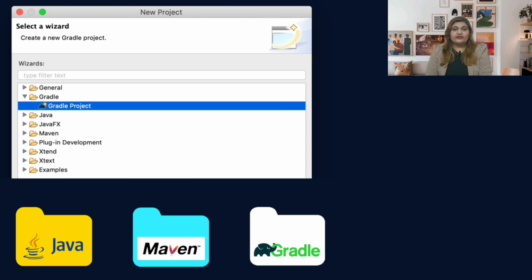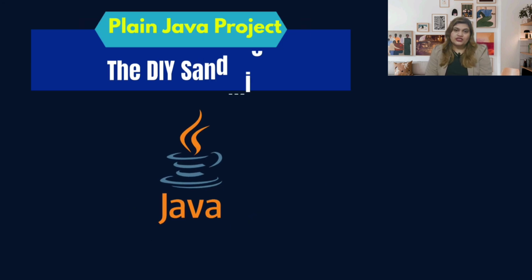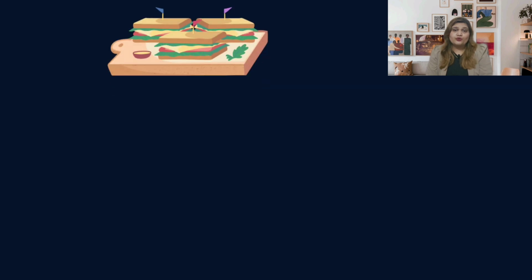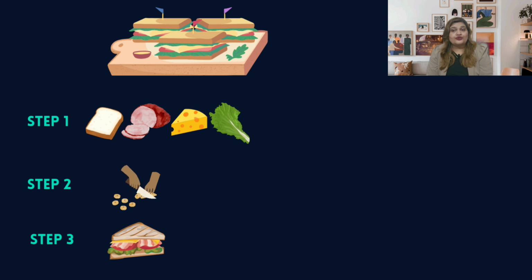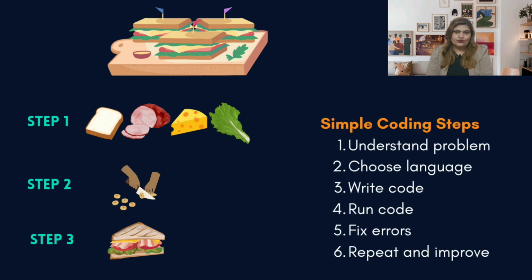Now let's quickly compare three common types of Java projects you will see in real QA jobs. Plain Java project, the DIY sandwich. Imagine you want to make a sandwich from scratch, no fancy help. You buy bread, ham, cheese, veggies yourself. You slice, layer, and put it together step by step. You have to remember every step and make sure you don't forget anything. If you want mustard, you have to go get it yourself. This is like plain Java projects. You write your code and manage everything yourself. All the parts, tools, and steps. It works, but it can get messy and takes time.